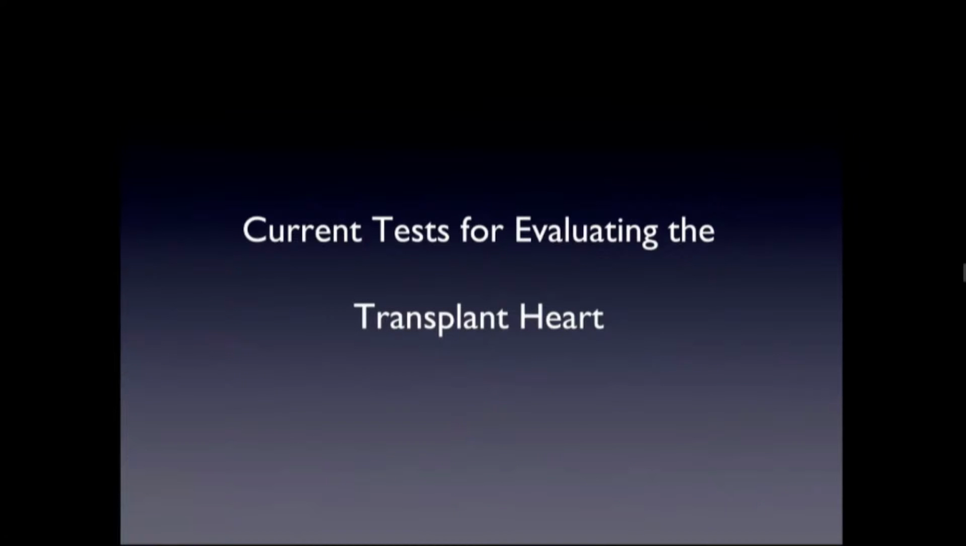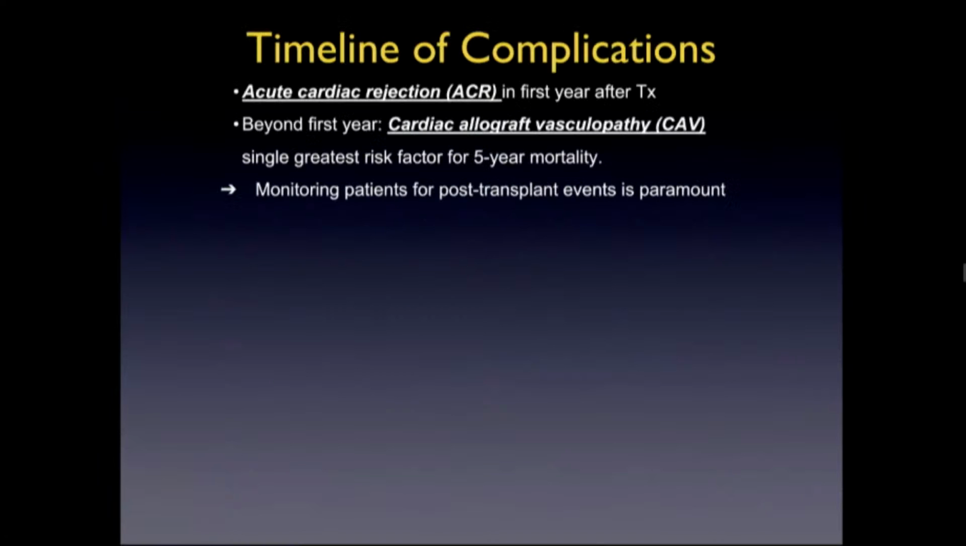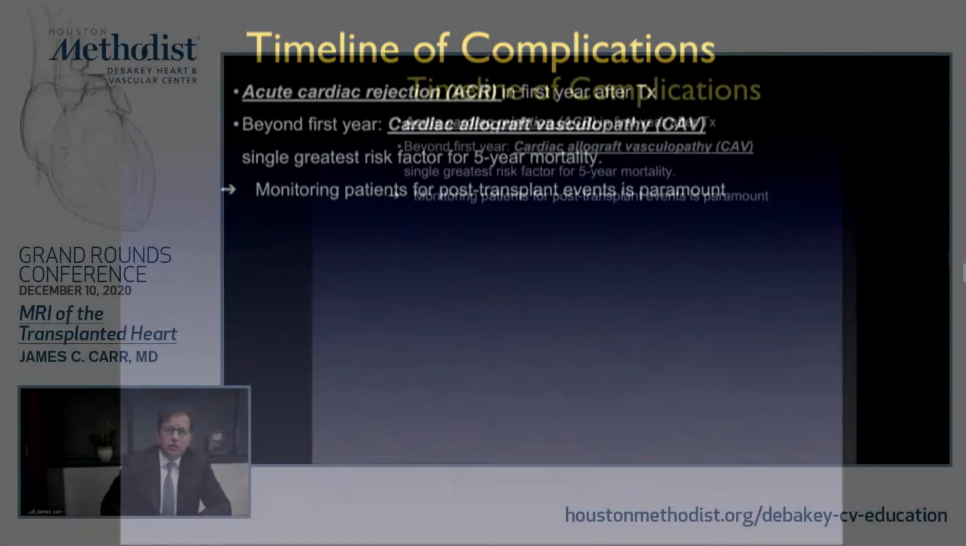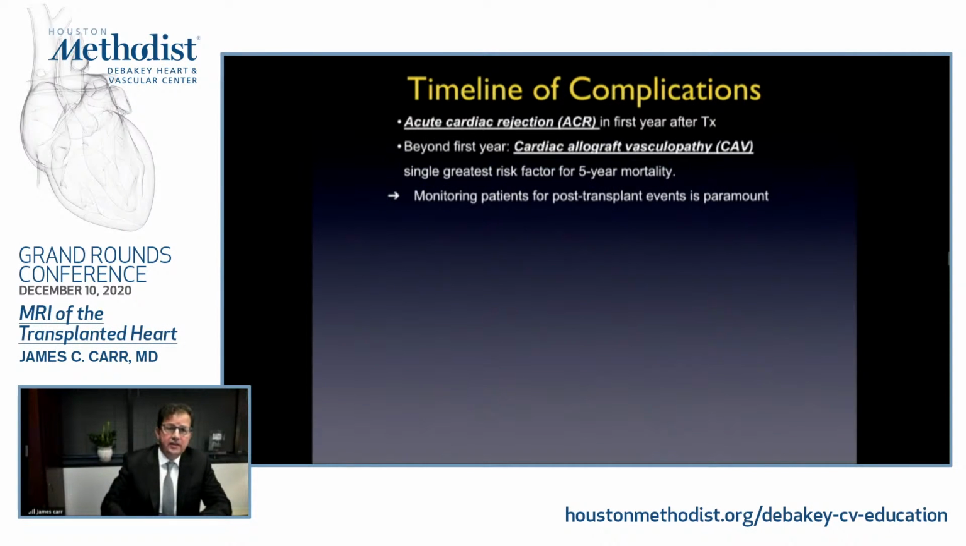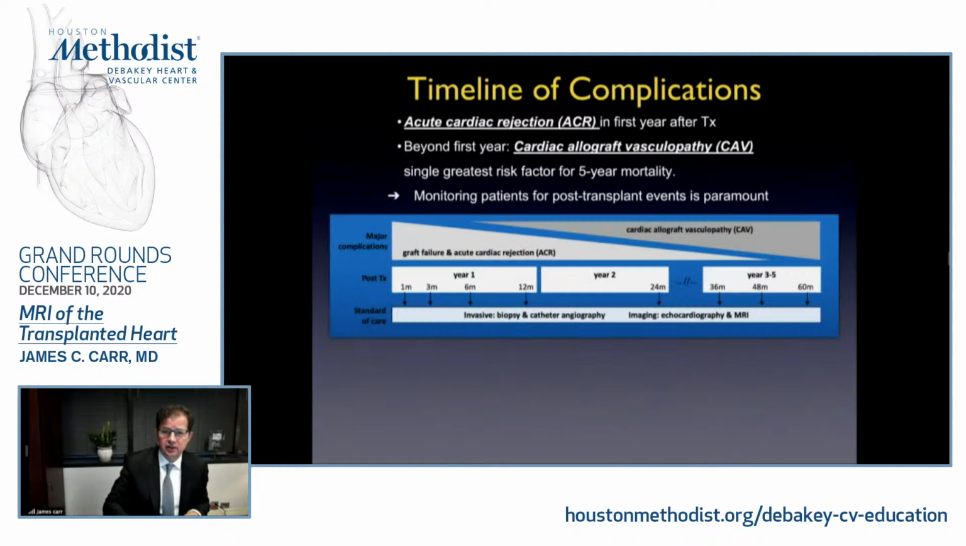Okay, so what are the current tests, particularly imaging tests, that we use for evaluating the transplant heart? As I mentioned, acute cardiac rejection tends to occur in the first year after transplant, and then beyond the first year, cardiac allograft vasculopathy takes over. And this is the single risk factor for 5-year mortality. So therefore, these patients have to be monitored for both, but they're monitored in accordance with a slightly different timeline of when these complications actually occur.